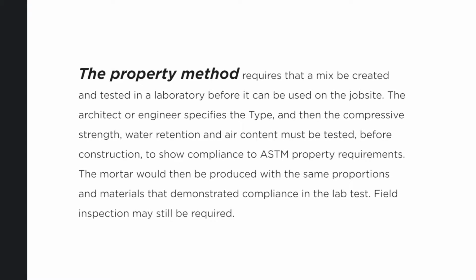The property method requires that a mix be created and tested in a laboratory before it can be used on the job site. The architect or engineer specifies the type. The compressive strength, water retention, and air content must be tested before construction to show compliance to ASTM property requirements. The mortar would then be produced with the same proportions and materials that demonstrated compliance in the lab test. Field inspection may still be required.